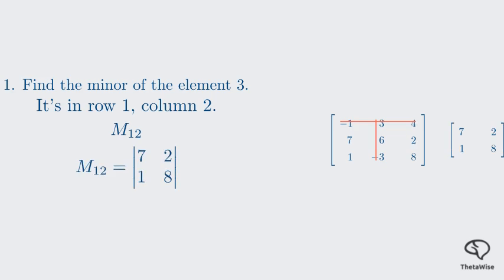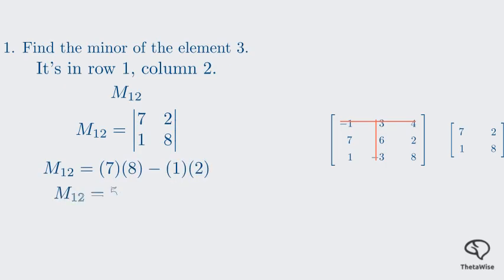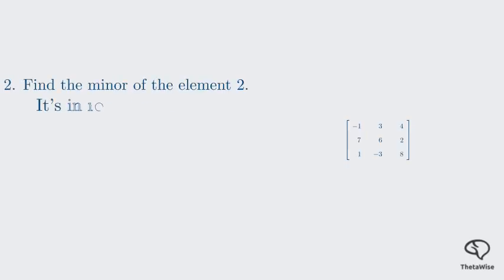Now, let's calculate its value. We multiply the main diagonal, 7 times 8, and subtract the product of the other diagonal, 1 times 2. This gives us 56 minus 2, which equals 54. So the minor of 3 is 54. Let's move on to the second element. We need to find the minor of 2.